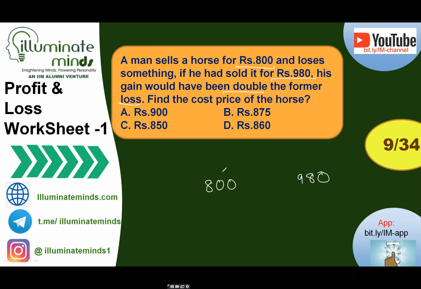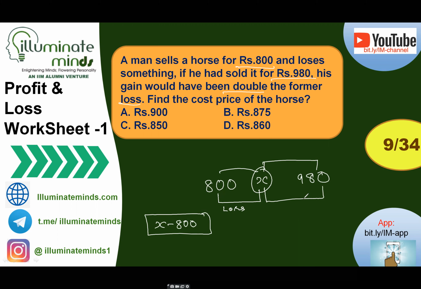So that means there's a price X that he purchased it at, and he sold it at 800. So his loss is equal to x minus 800. Now his profit is equal to how much? His profit is equal to 980 minus x. So his gain would have been double the former loss. This was the former loss, and this is the profit.